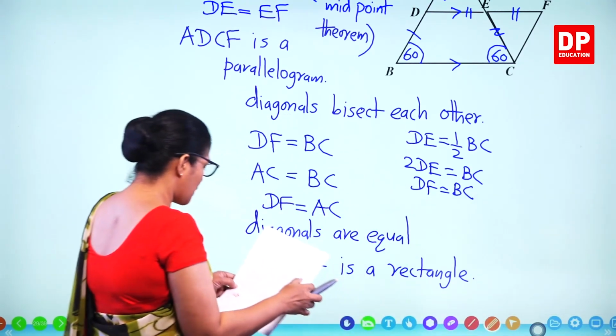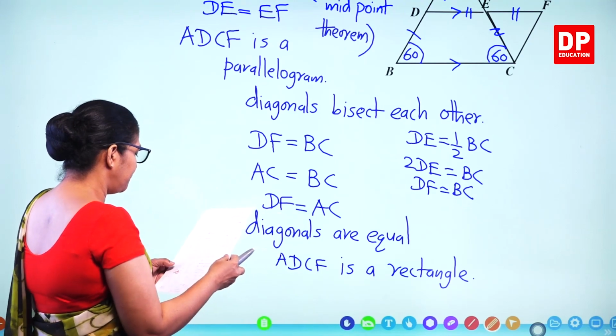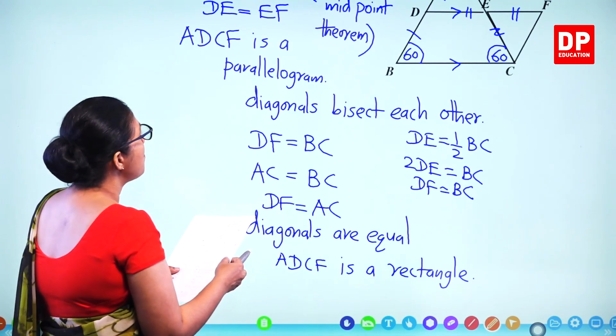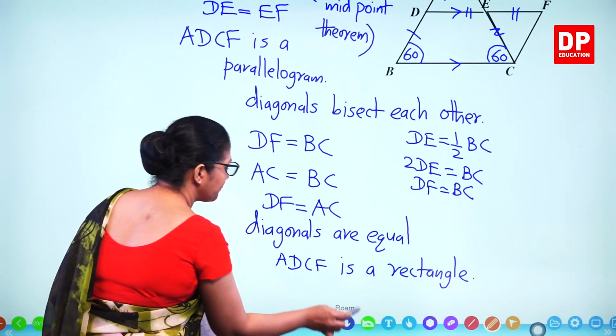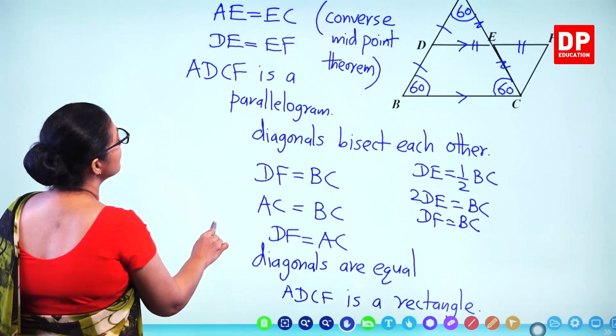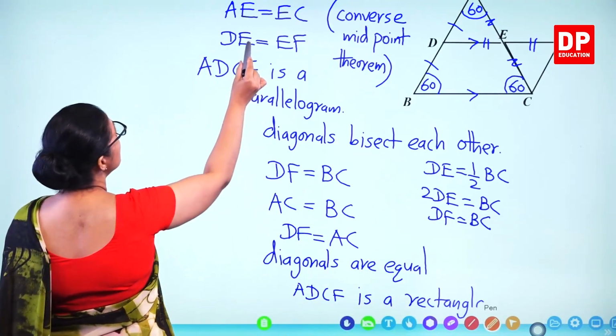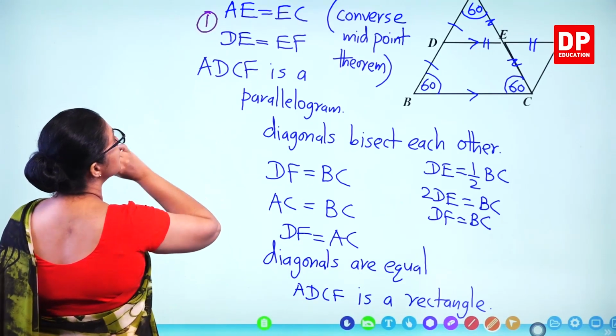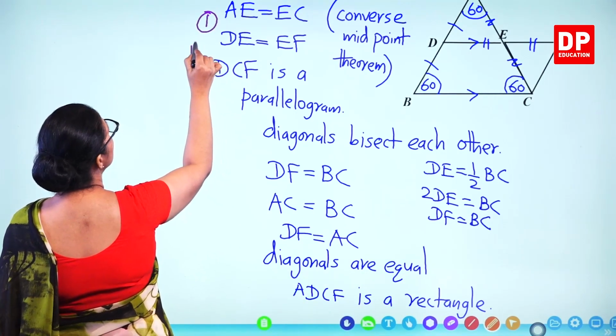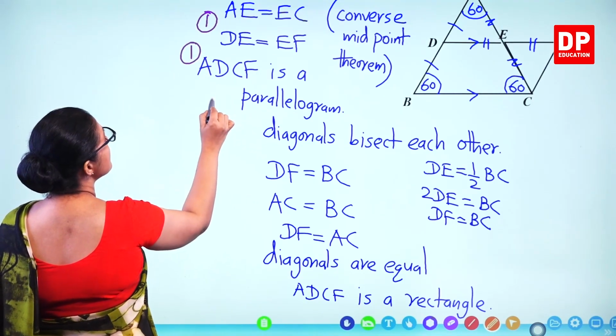So how many marks for that one? So 7 marks for the whole thing. So we'll give 7 marks here. So 1 mark for showing this, and this is a parallelogram.